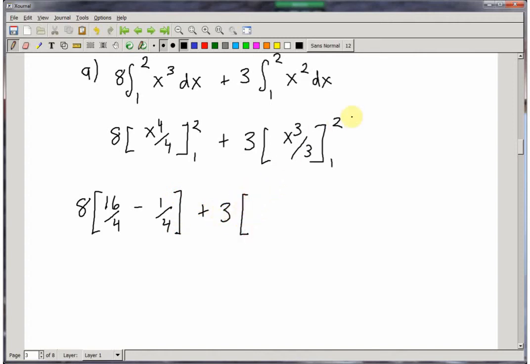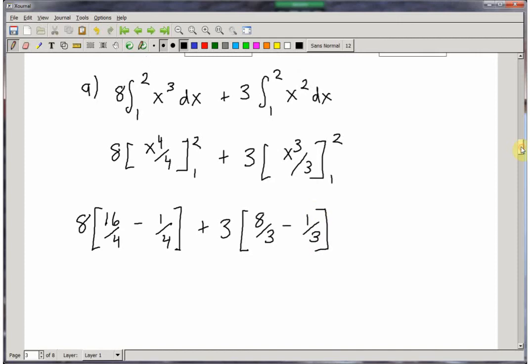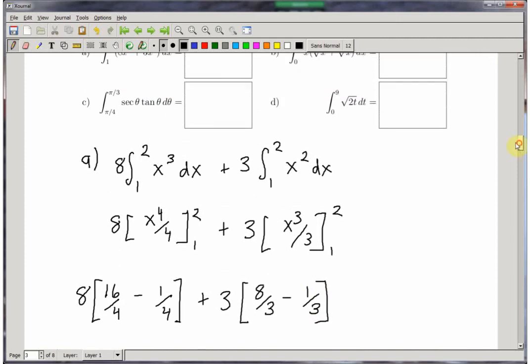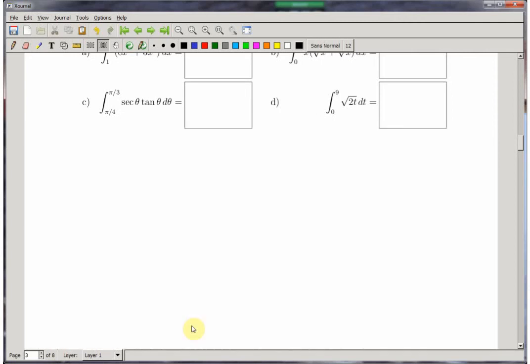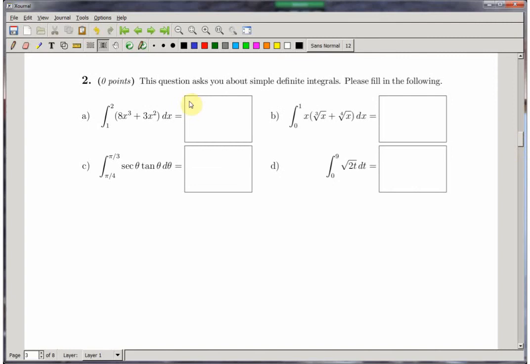Alright, and let's do the same thing here. Now 2 cubed is 8 over 3, and you take away what happens when you plug in 1, you get 1/3. Okay, and this is some number. I'm not interested in what it is, so I'm going to leave it like that, and you can leave it like that on the exam too. So let me push this down and go to part B.